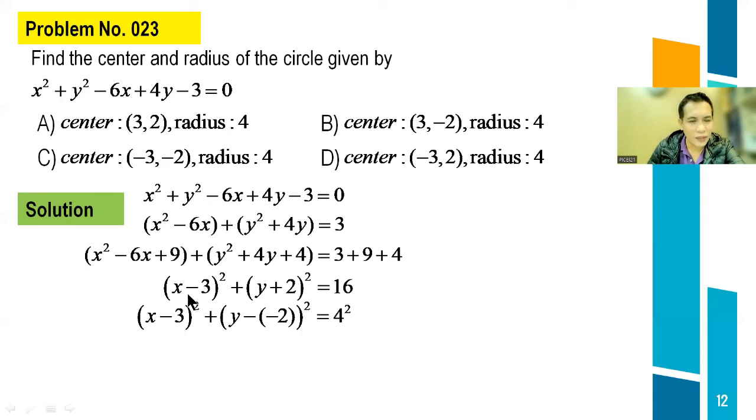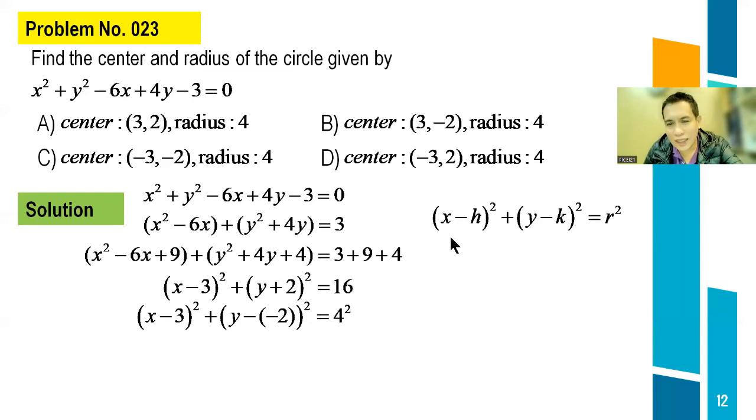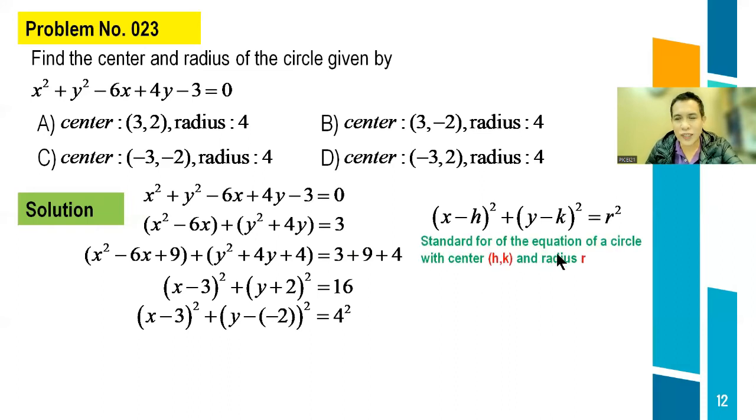Okay, so before that, (x minus 3) squared plus (y plus 2) squared, this is equal to (y minus negative 2) squared, and then 16 is equal to 4 squared. Then we'll take the square root. We know that this is the equation of the circle, (x minus h) squared plus (y minus k) squared is equal to r squared. So meaning center at point (h, k) and radius r. Standard form for the equation of the circle with center (h, k) and radius r.